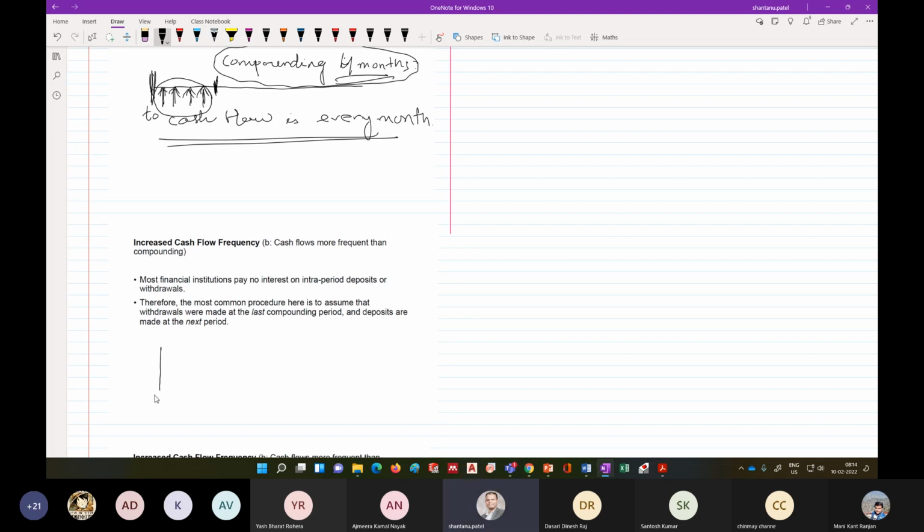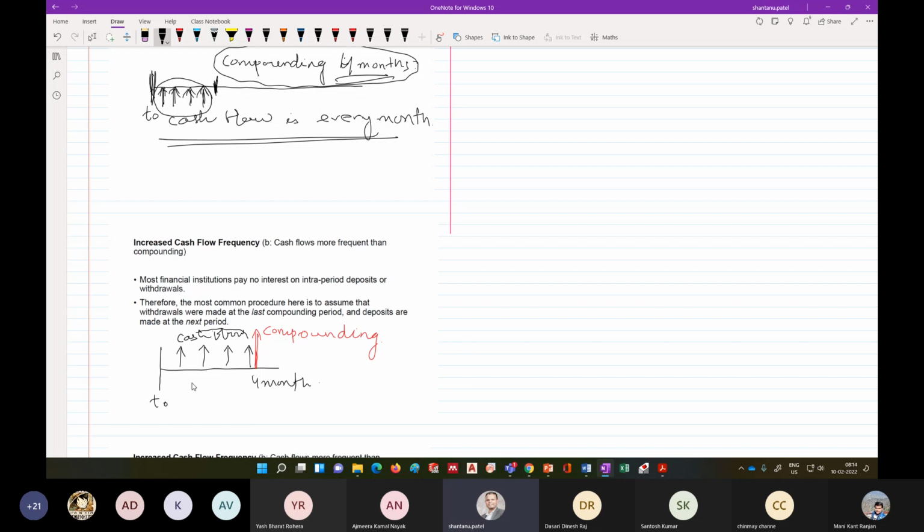let's say this is our t equal to 0, and we have some cash deposit every month, and the compounding is happening, let's say, here at the 4 month. So this is our compounding, and this is our cash flow, the black one. So this is our 4 months. So as I said, no interest will be calculated.